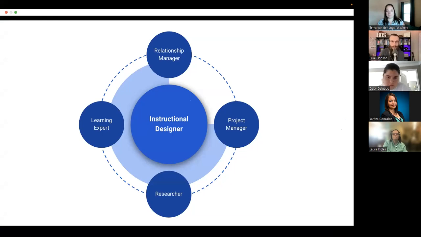And when you think about it, I can also understand why it might be so confusing, because within us, within this field, we know that instructional designers wear many, many hats. We are the learning experts. We are the researchers. We are the technologists. We are the project managers. But also, most importantly, we are relationship managers. Because if you do not have an established and incredible working relationship with somebody, your project is quickly going to fall apart.